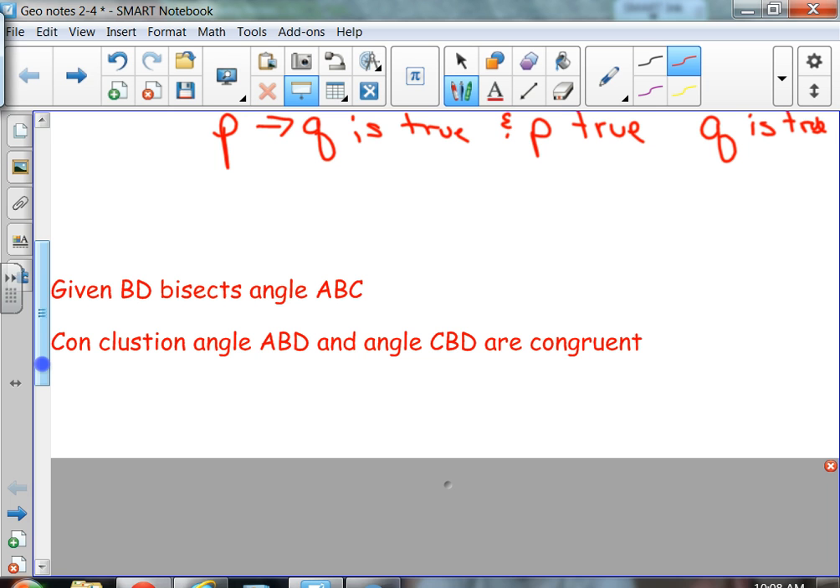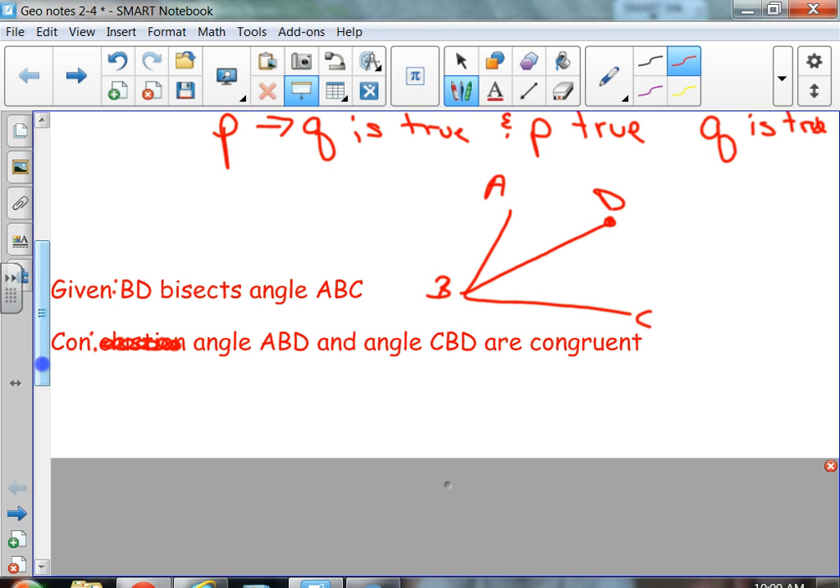All right, so we're given that BD bisects angle ABC. All right, that's the given. The conclusion is angle ABD and angle CBD are congruent. So if we were to draw this, we have ABC. And we know that BD is a bisector. What's a bisector do to an angle? Divides it, cuts it in half, whatever.